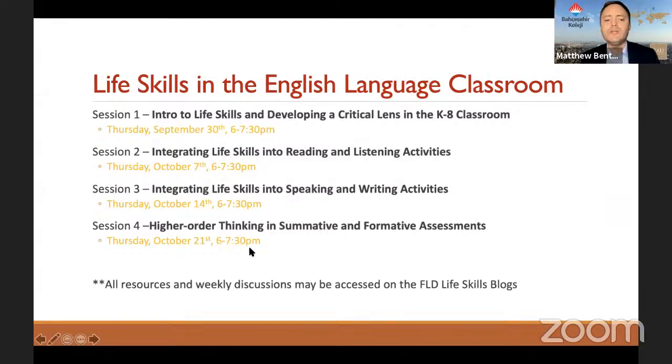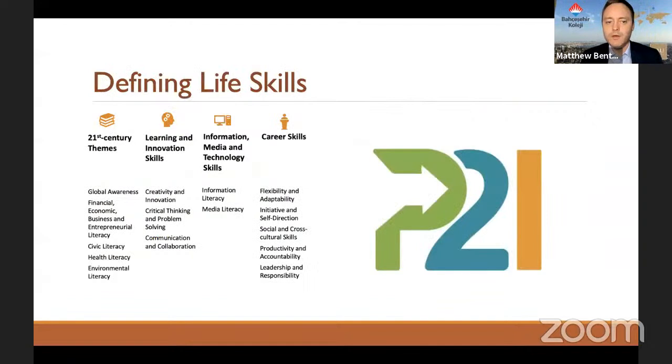Integrating higher order thinking is what I said, but typically I'm looking at life skills across the board, and we'll see what I'm talking about next week. Defining life skills, just as a quick reminder. This is what I showed you in the first session, these 4 categories. These are how we organize life skills in our own Bachchere College Life Skills Initiative. This is informed by the Partnership for 21st Century Learning framework that is also shared on the Life Skills blogs.